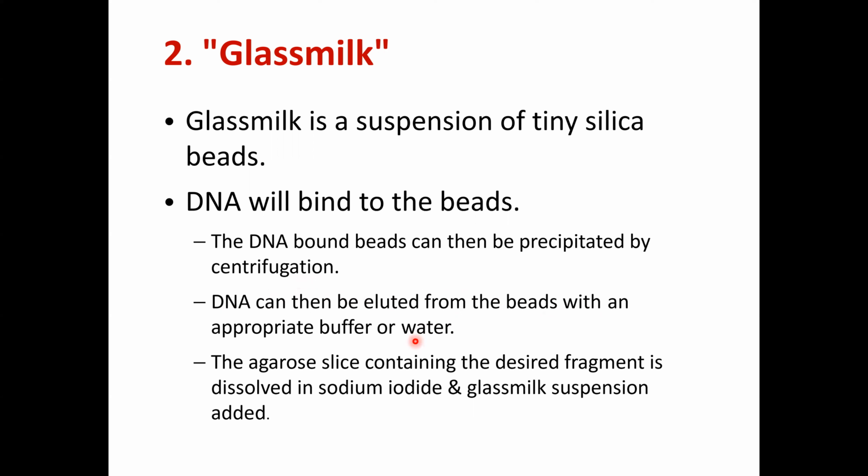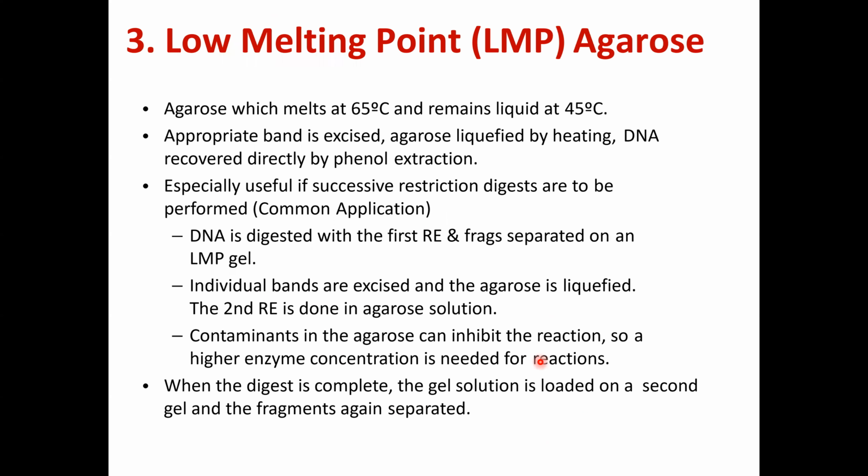You can also use an elution buffer. The agarose slice containing the fragment is dissolved in sodium iodide and a glass melt suspension is added. That's why I call it glass melt, because at the end, instead of putting ethanol, they put glass melt suspension to make it precipitate. So another one is called LMP agarose, also known as low melting point agarose.